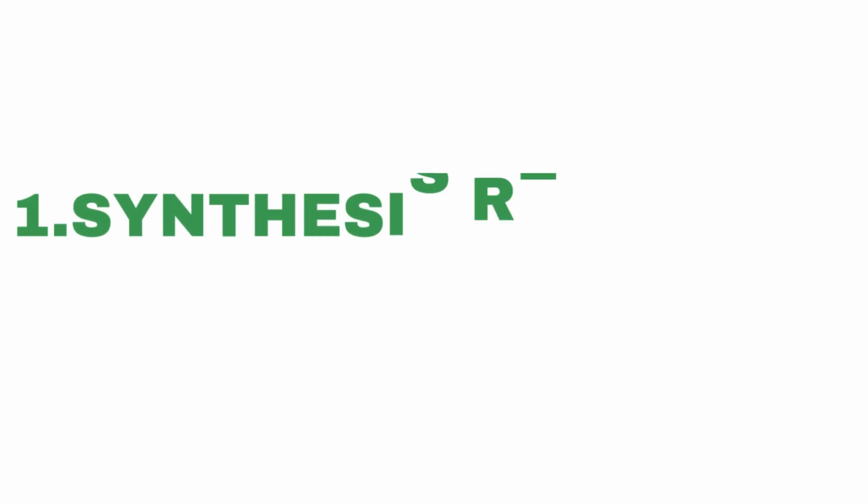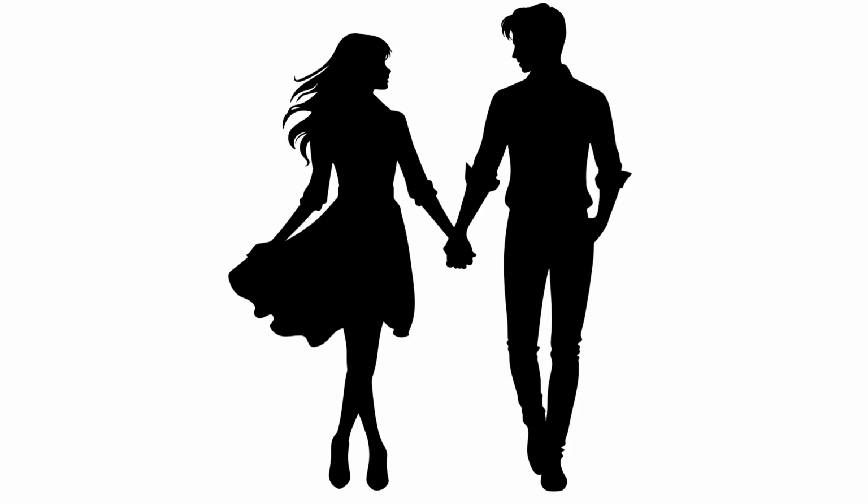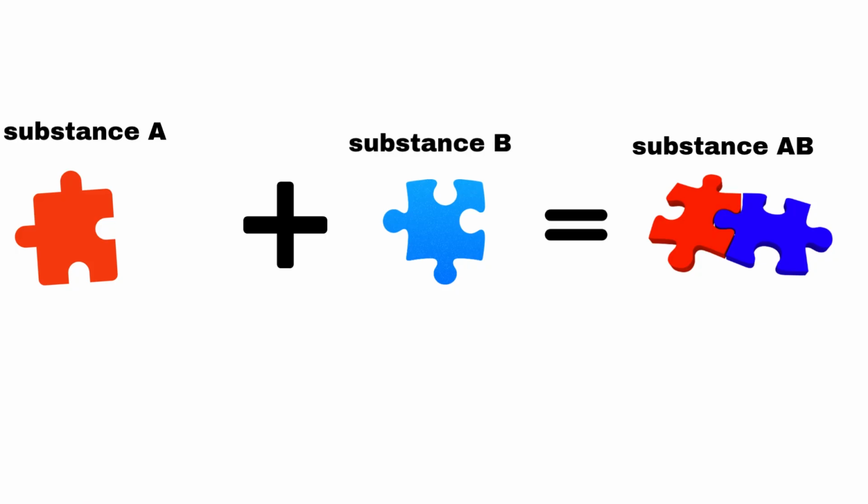The first type of chemical reaction we will discuss is synthesis reactions. Imagine 2 strangers meeting and becoming inseparable. That's how synthesis reactions work. 2 substances, for example, substance A and substance B, come together to form a completely new substance, substance AB.